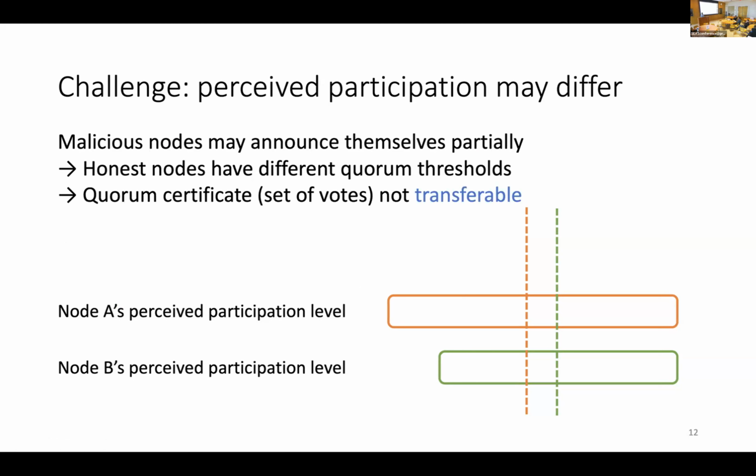And the result of that is that now a quorum certificate, a set of votes that form a quorum, is no longer transferable. By that, I mean, let's say we have 5 votes here. Suppose this green node B perceives a participation level of 9. Node B will believe that these 5 votes form a quorum. But node A, the orange one, perceives a participation level of 11. So it will not consider 5 votes sufficient. So this is what I mean by quorum certificates being no longer transferable.